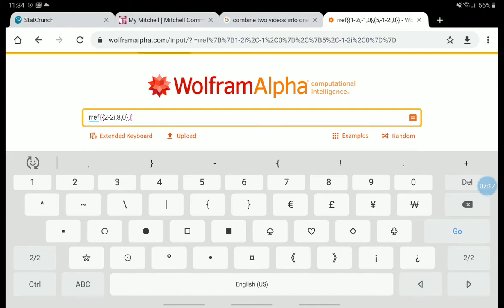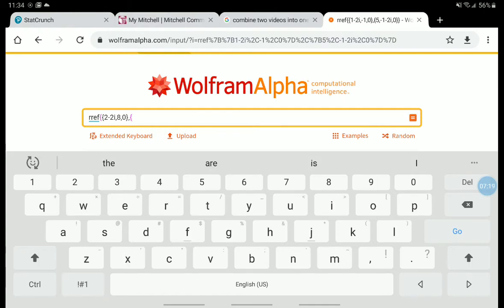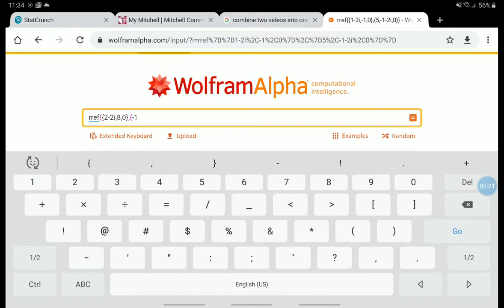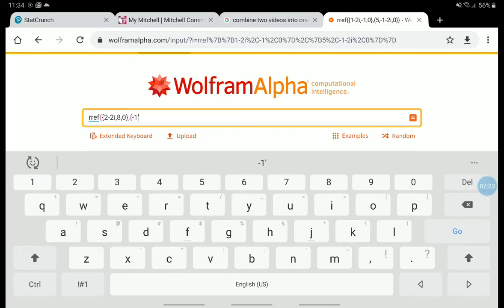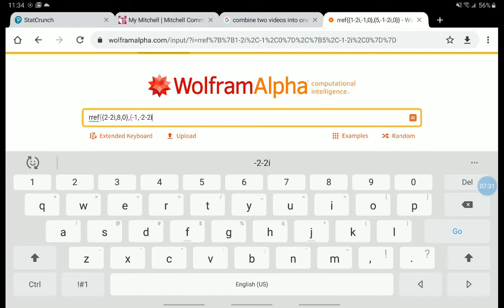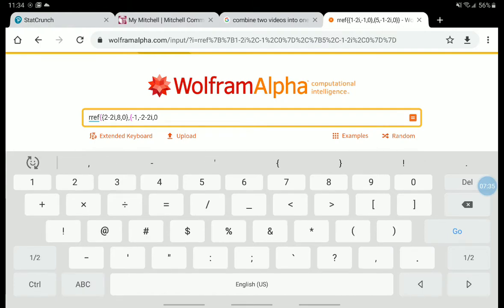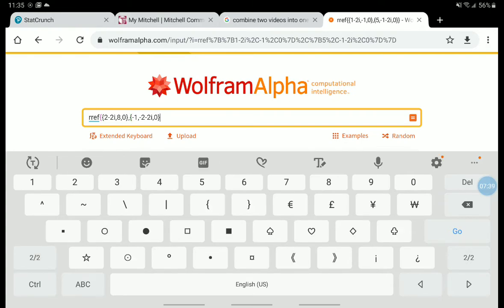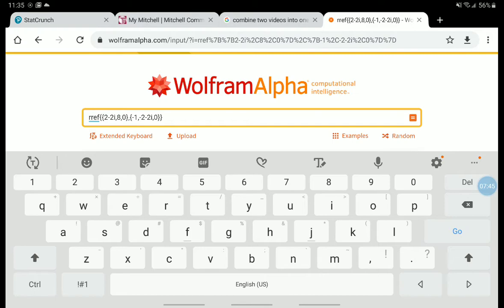Second row is -1, -2 minus 2i, and 0. So that tells it it's the end of the second row. Then we have to tell it that's the end of the matrix. Hit go, or hit enter, equals.